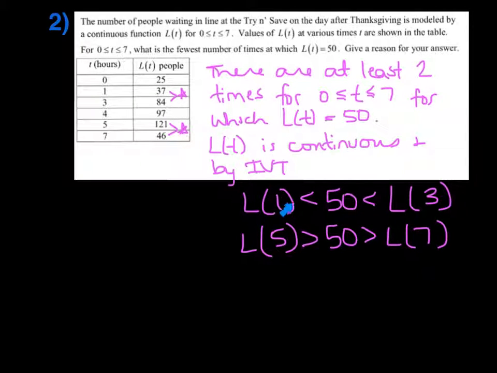So L of 1 is smaller than 50, because that's 37, which is smaller than L of 3, which is 84. 50 also falls between L of 5, which was 121, and L of 7, which is 46. Okay, so hopefully your answer looked like that. We're going to move on to the next one.